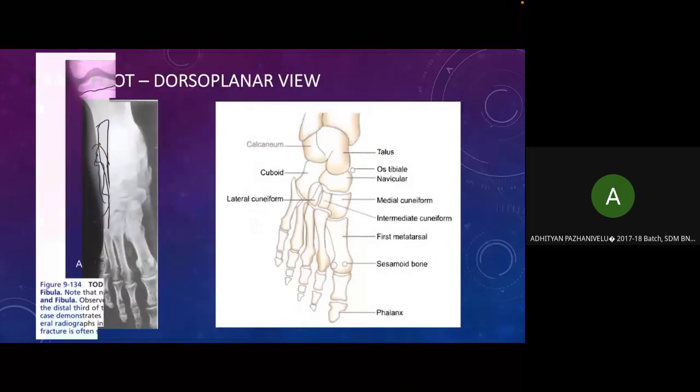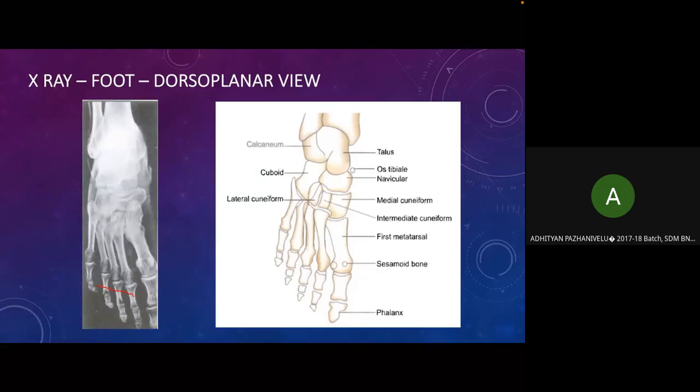Now, this is another X-ray of the foot. That is the dorsoplantar view. You can see the phalanges, and here two sesamoid bones. These are the metatarsals. Then you have the medial, intermediate and lateral cuneiforms from the medial to the lateral side. Then you have the cuboid, and the navicular and talus and all that. It's not that clear. These are the common fractures that we see.